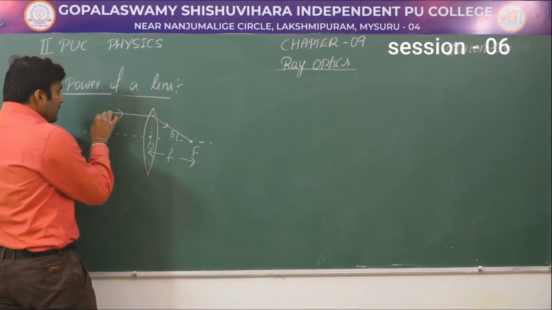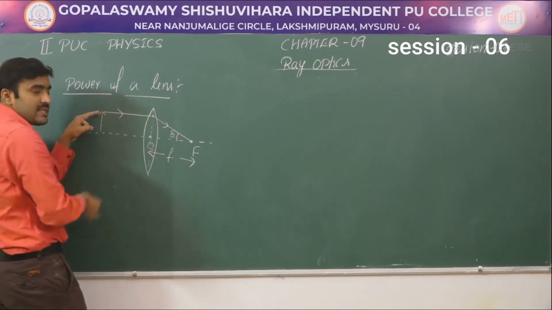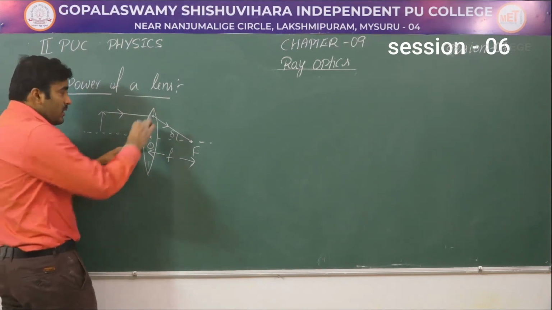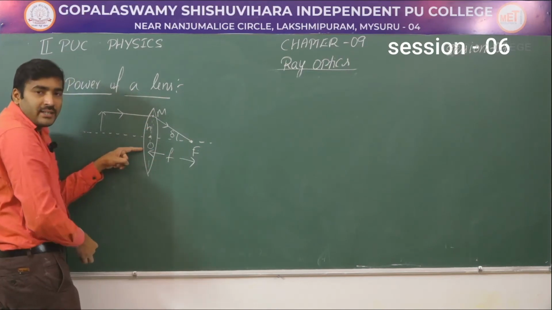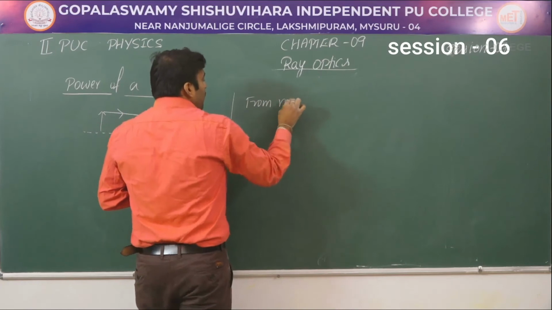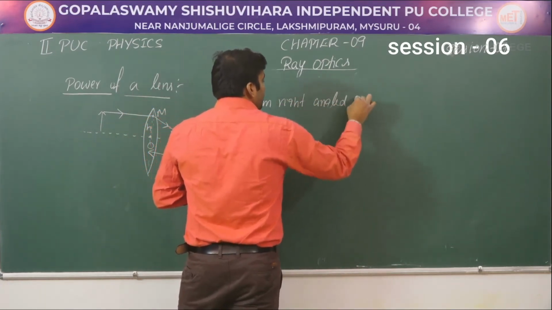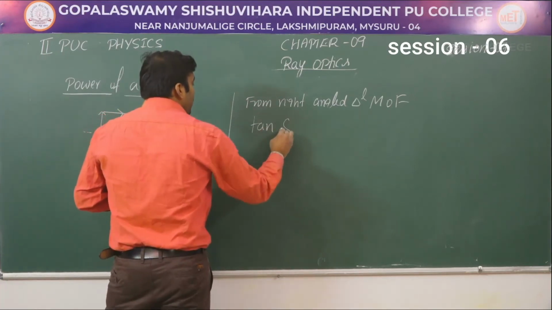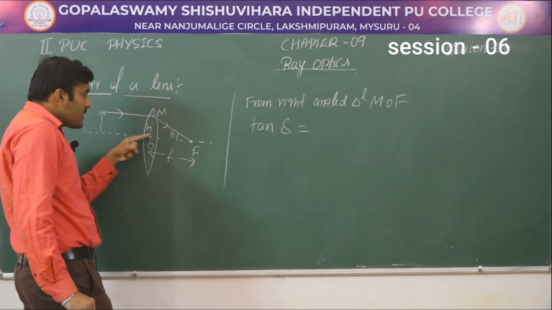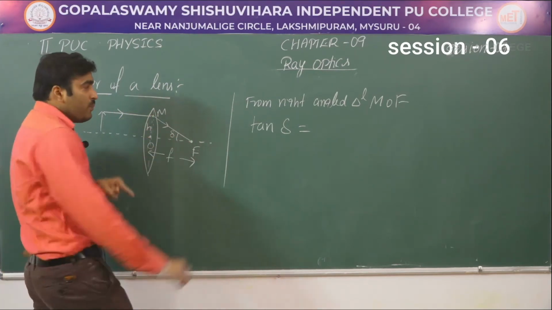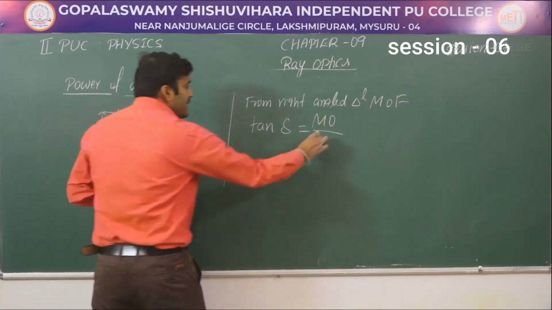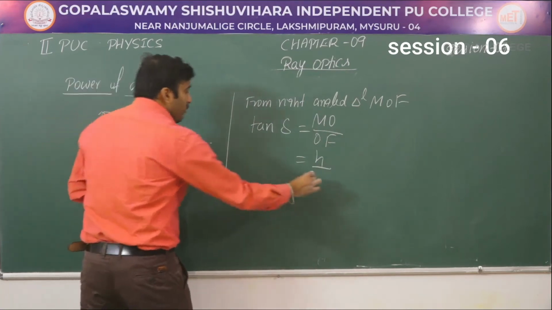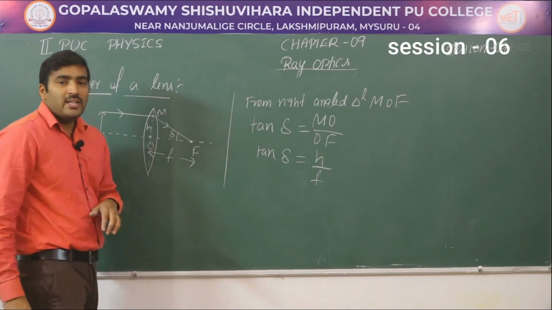Now this is f and this is nothing but the height of the object, correct? From the top of the object a ray is incident, so this becomes the height of the object. This is a height h. So here we have a right angled triangle. Say this is M. MOF is a right angled triangle. So from the right angled triangle MOF, if I define tan delta, tan delta is equal to opposite side by adjacent side. Opposite side is MO divided by adjacent side OF. MO is nothing but the height h, and OF is nothing but the focal length f. So tan delta is equal to h by f.